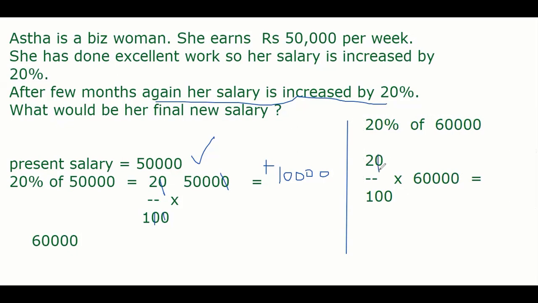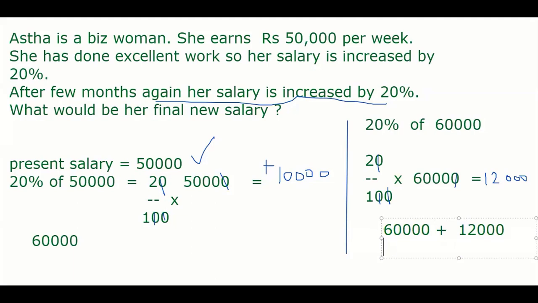Okay. 2, 0 and 0 gone. This 0 and this 0 gone. 6,000 into 2, 12,000. But Asta, this is not the answer, right? We have to add the increased part. So now 60,000. The final salary would be 60,000 plus 12,000 increased, right Asta?